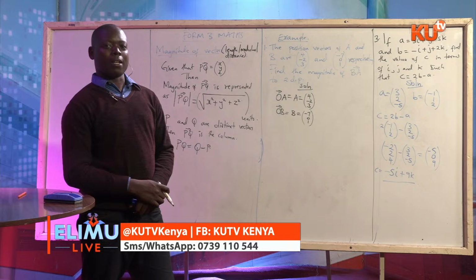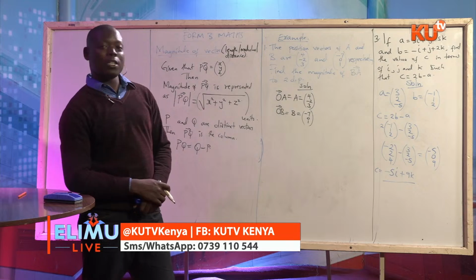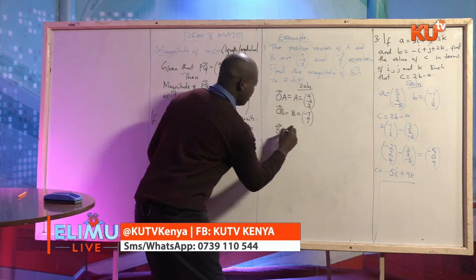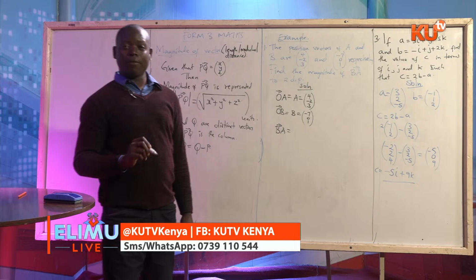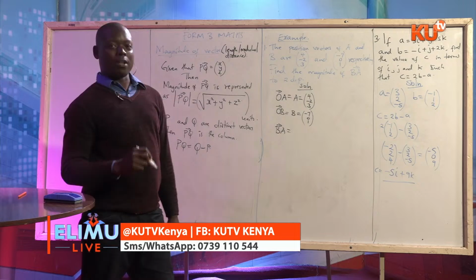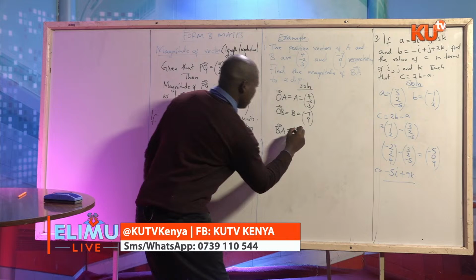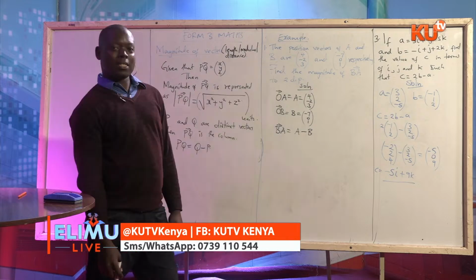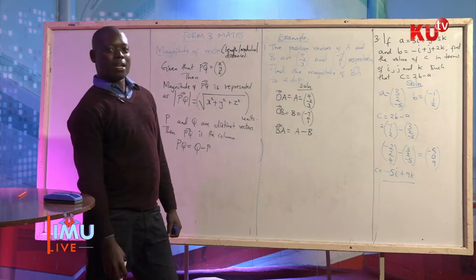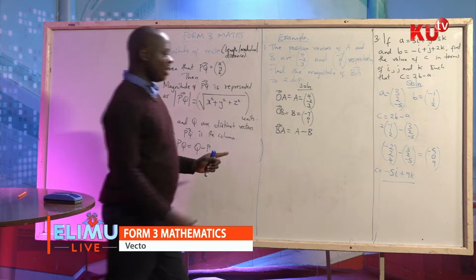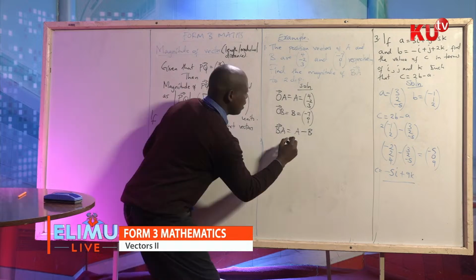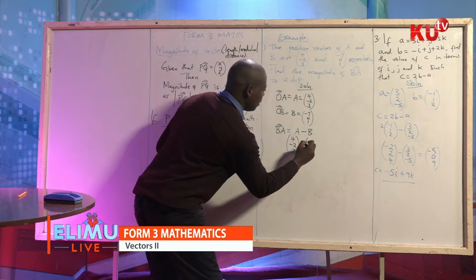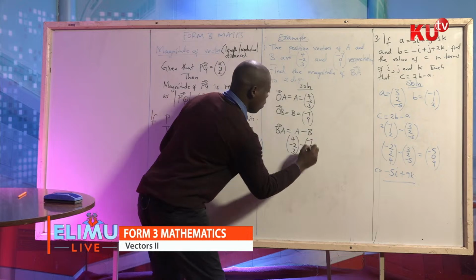Fine. Step number 2. We have to identify what is BA. So what is BA, students, as a column vector? Good. BA means A minus B. Let's now represent them with the vectors that we have. This is (4, -2, 3). We minus B, which is (-7, 0, 1). Good.